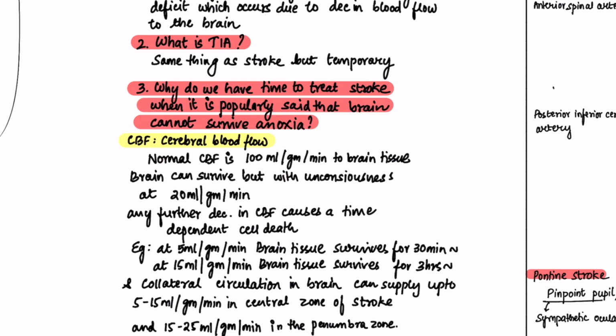The cerebral blood flow normally is 100 ml per gram per minute to the brain tissue. But even if the blood flow falls to 20 ml per gram per minute, the brain will survive, but the patient will become unconscious. Any further decrease in the cerebral blood flow causes a time-dependent cell death. For example, at 5 ml per gram per minute, the brain tissue survives for around 30 minutes, whereas at 15 ml per gram per minute, the brain can survive for 3 hours, right?